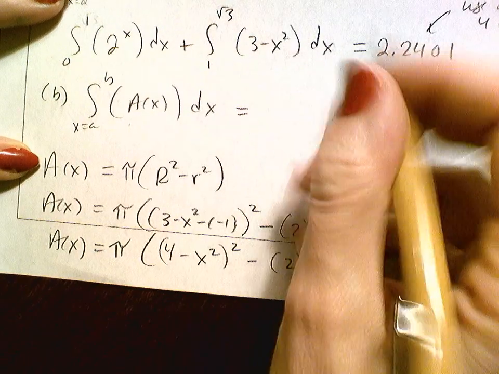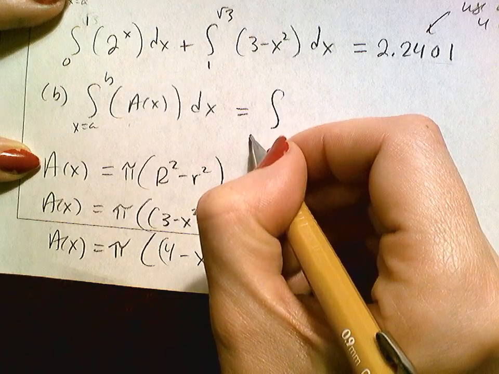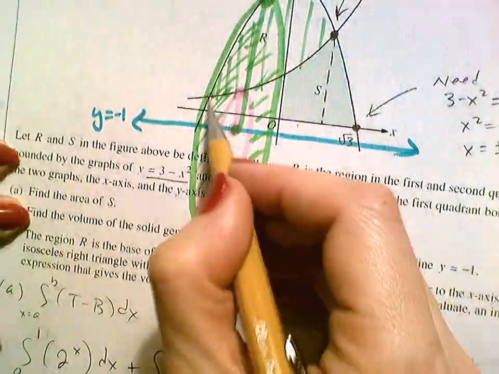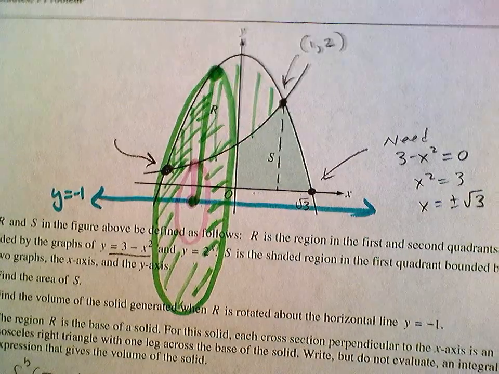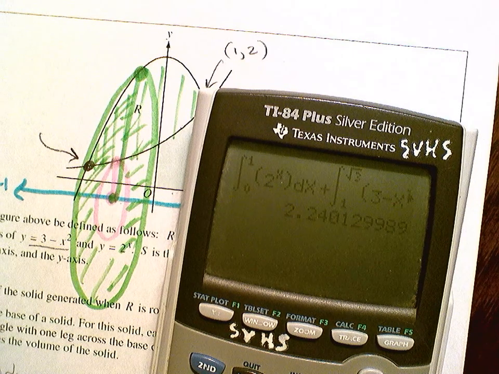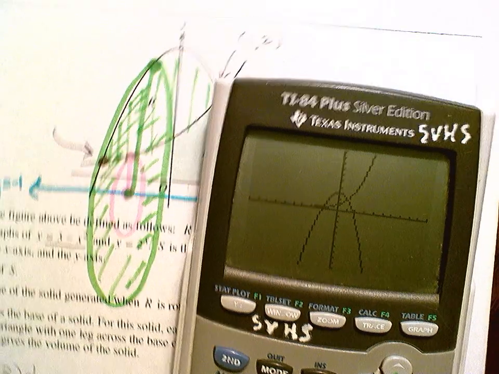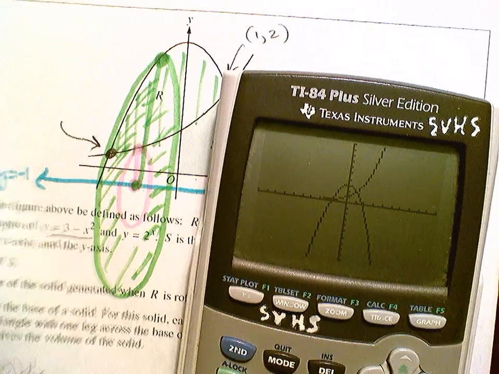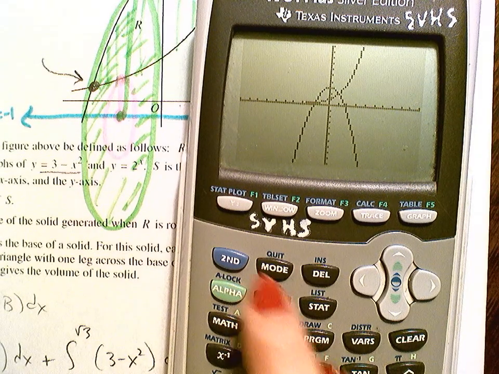So this is equal to the integral from x equals what? Okay, so the region, the leftmost x value from the region is right there. So I've got to find that. All right, so I go back to the graph, and I probably should have found this at the beginning. So I need that intersection point. So, second.